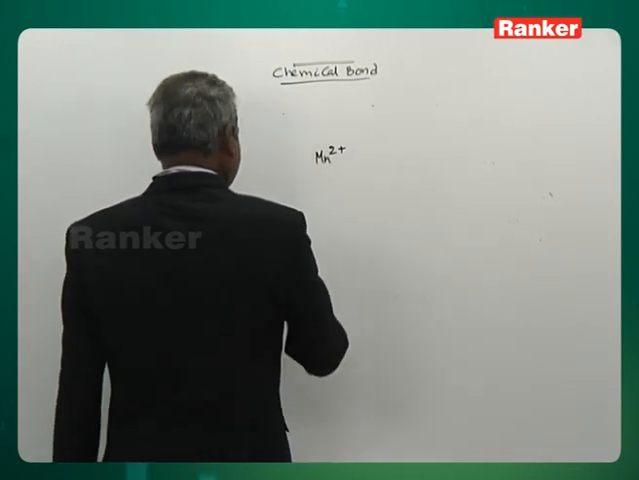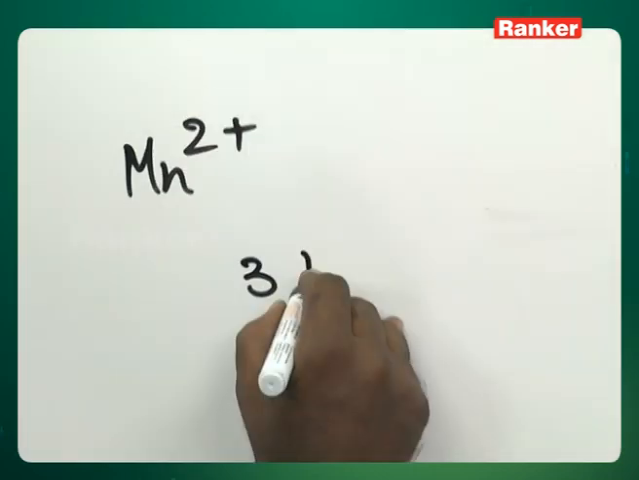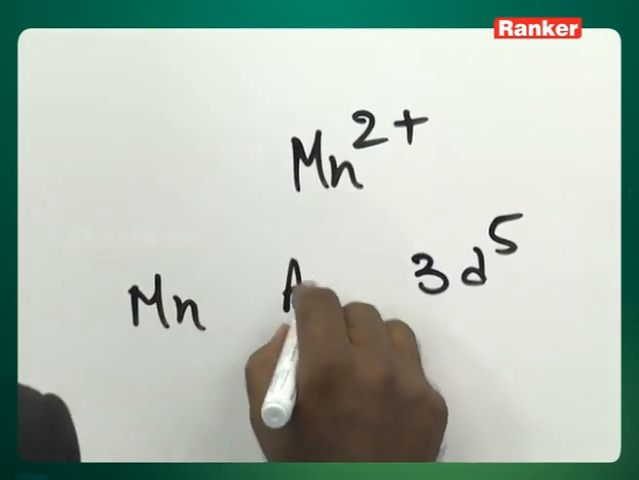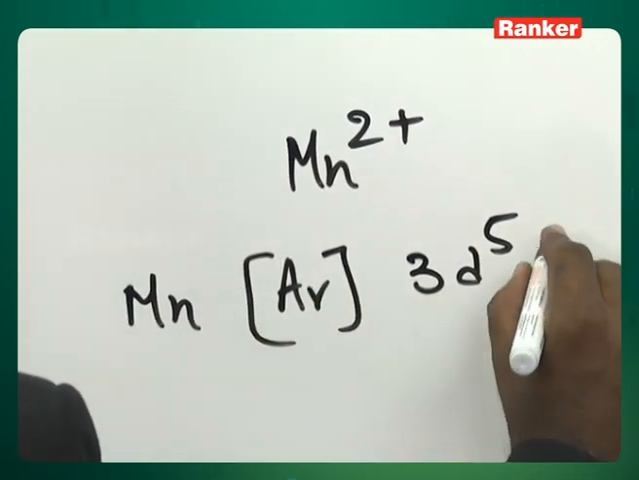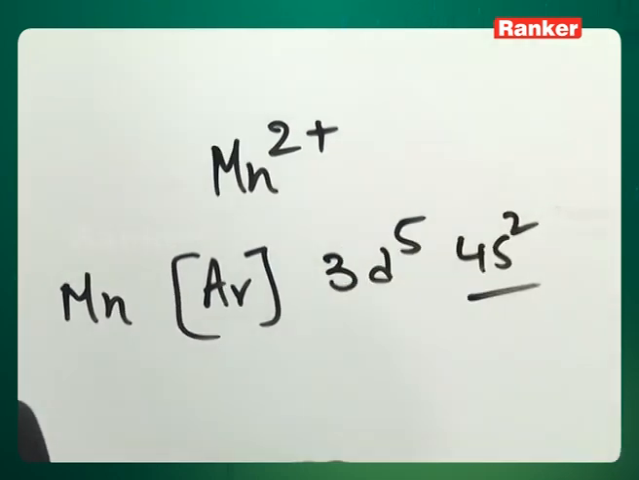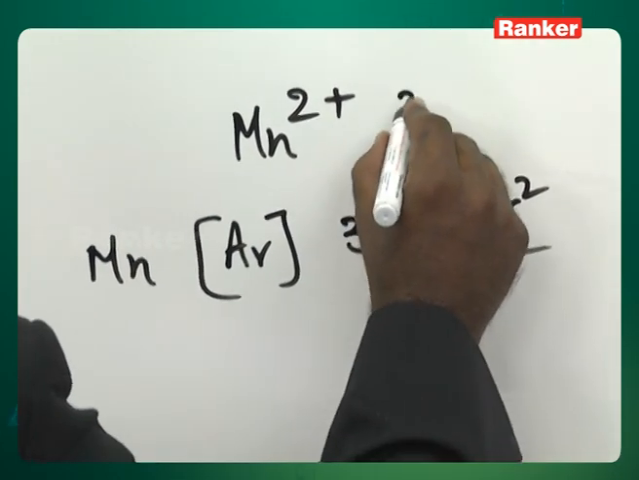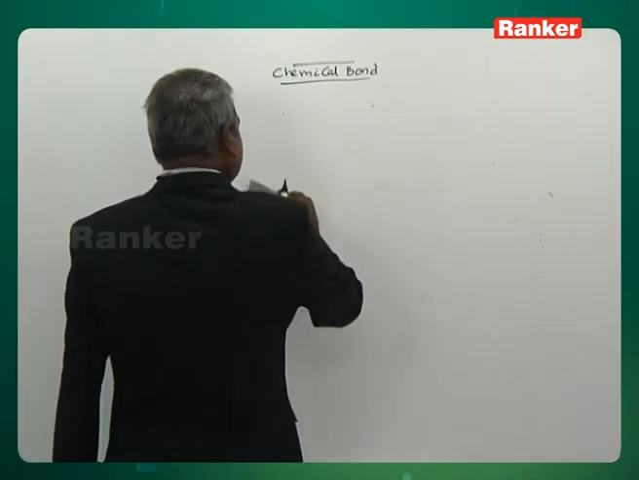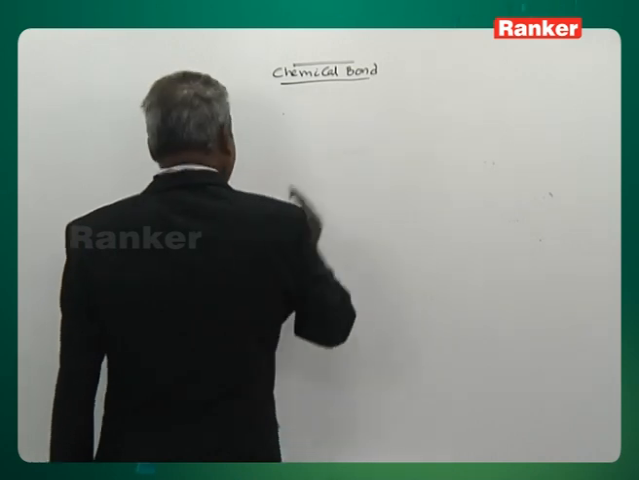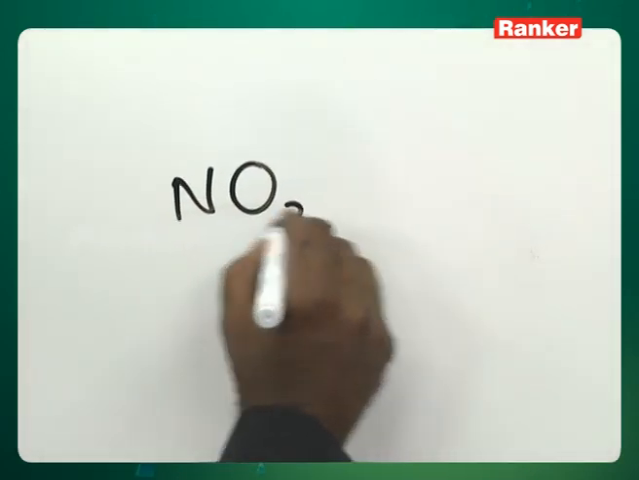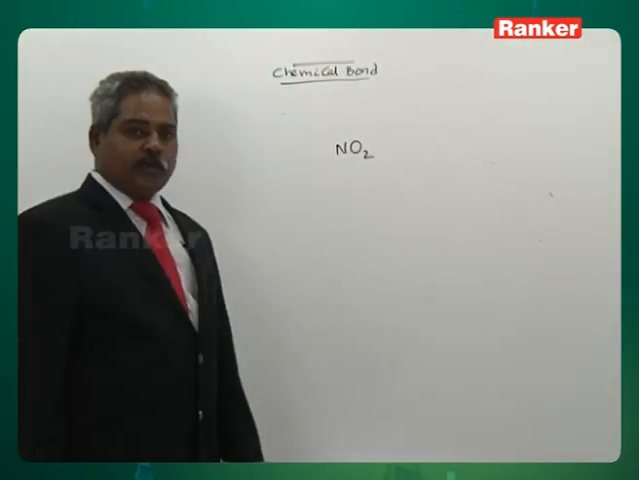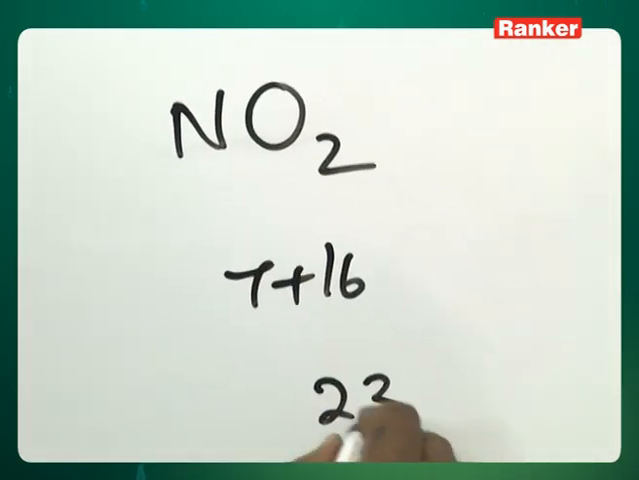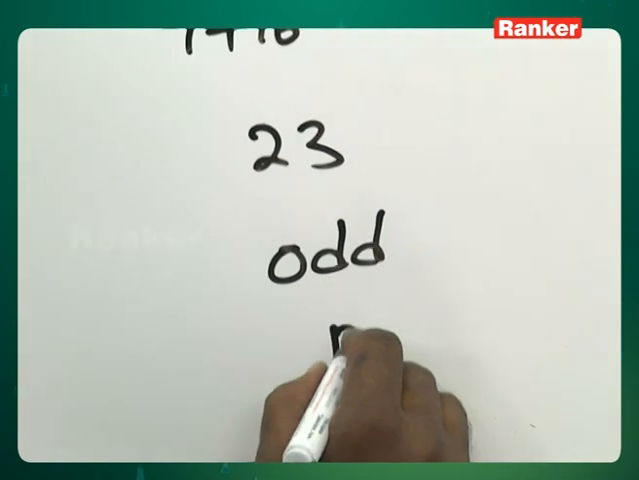Now Mn2 plus. What is the configuration? 3d5. Manganese, it is argon, 3d5, 4s2. When you remove these 2 electrons, you will get Mn2 plus. Mn2 plus 3d5. So you have 5 unpaired electrons, and therefore it is paramagnetic. And NO2, it is not one capital letter, more than one capital letter. When you have more than one capital letter, add all the electrons. 7 plus 16, 23, odd, therefore para.